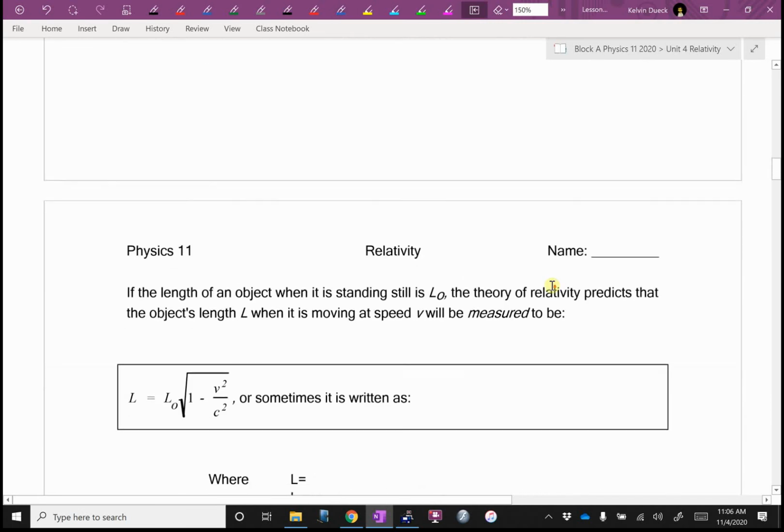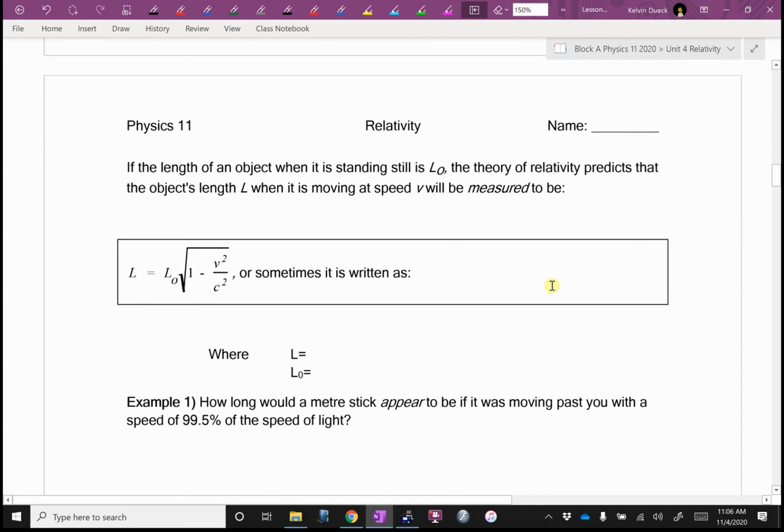Turn the page. If the length of an object when it's standing still is L0, the theory of relativity predicts that the object's length when it's moving will be that. What's inside that square root? 1 minus. So this is often written as L equals L0 times gamma function. We've all turned the page, Aiden. There you go. Figured you'd figure it out eventually.